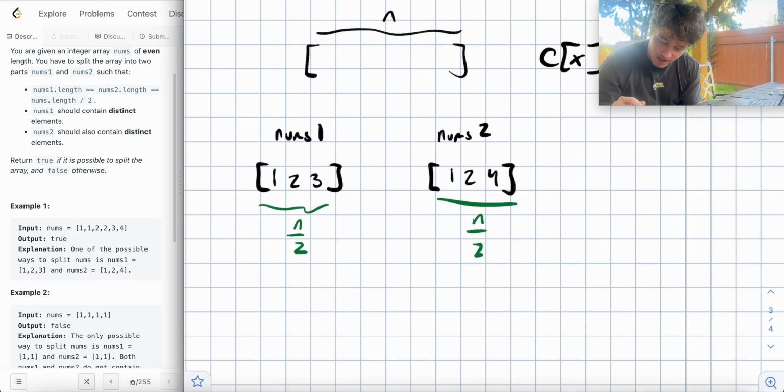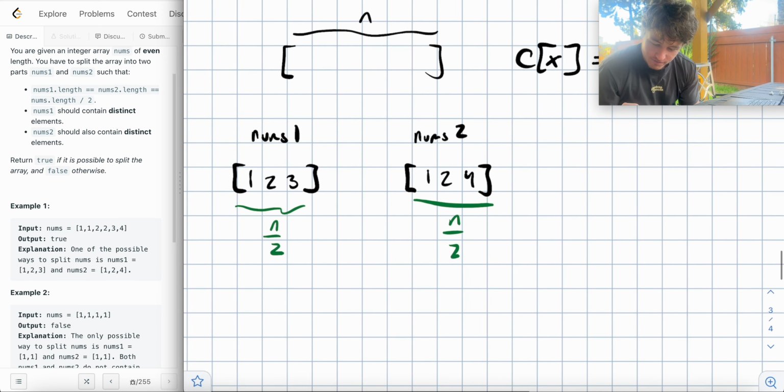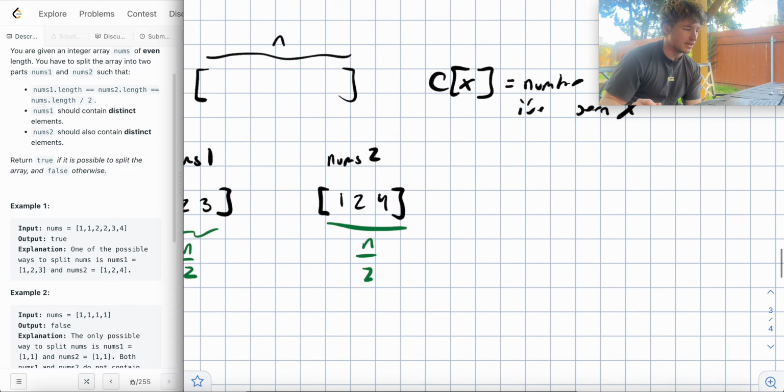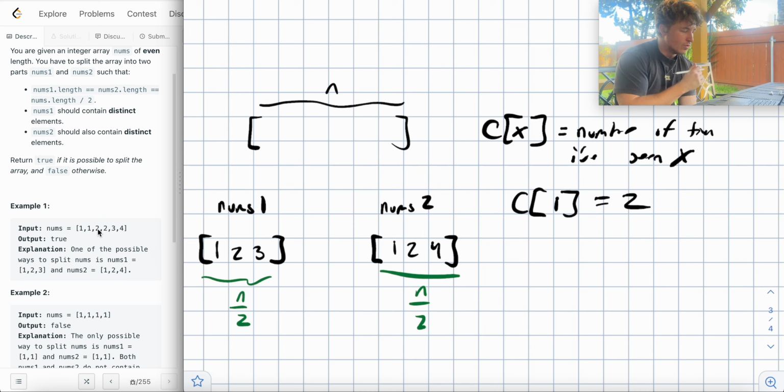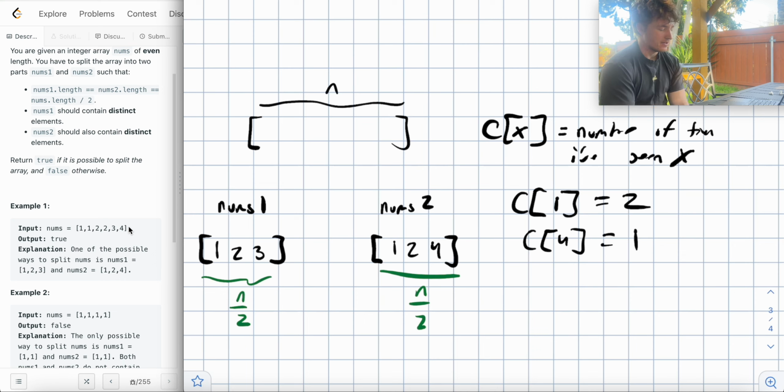Okay, so the number of times I've seen x, okay? So that's what c of x represents. So, in this example, c of 1 would end up being 2, right? Because there's 2 1s in this system. Okay, c of 4 would be 1, right? Because there's only one 4 in this system. Okay, now how does that articulate into this problem?